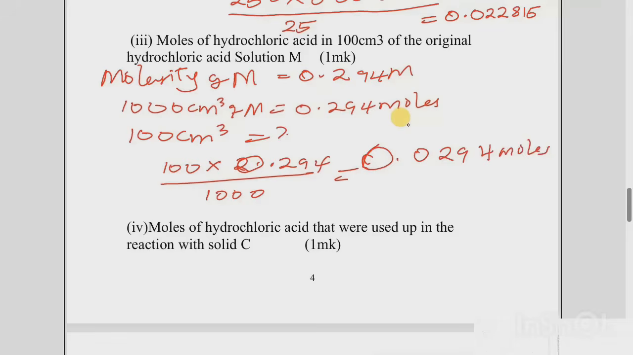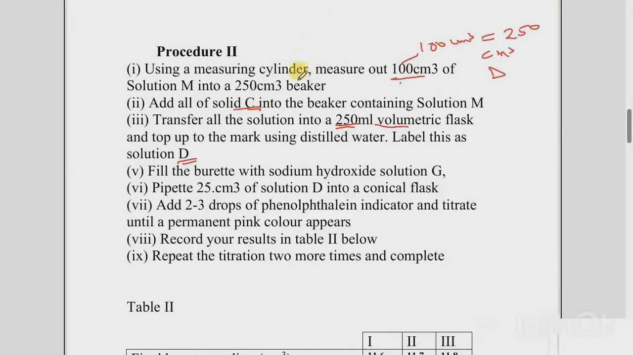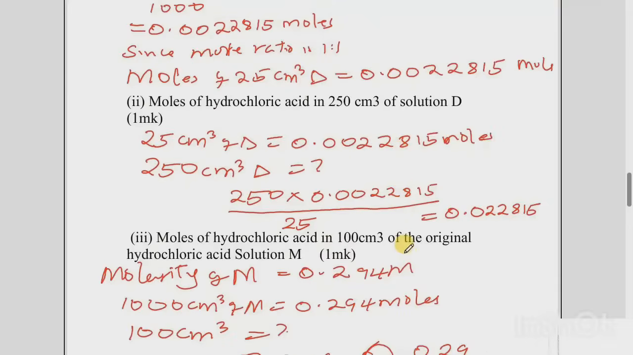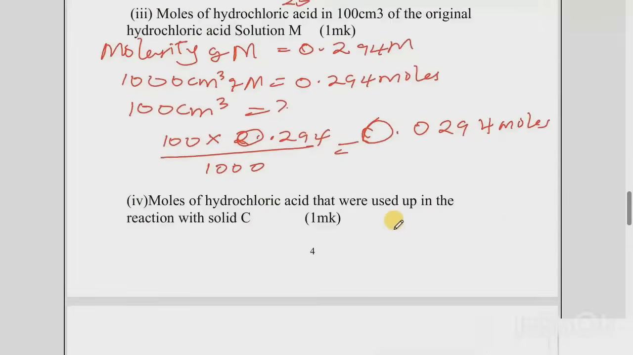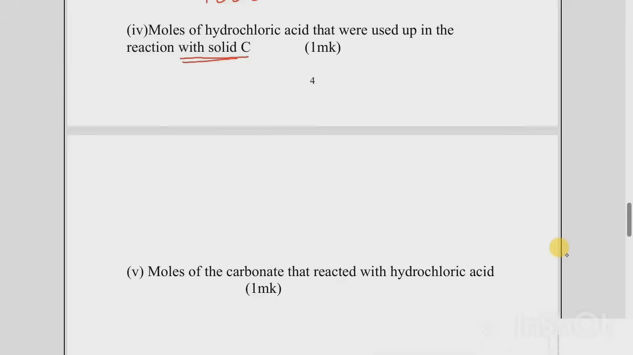So when we added solid C, this solution that we put solid C inside, this is 100. The number of moles here initially was this one. So after reacting, the number of moles that remained is the one that is in 250. This is the number of moles that remained after reacting. Calculate the number of moles of hydrochloric acid that were used up in the reaction. Very good. That were used up, that reacted with the solid.